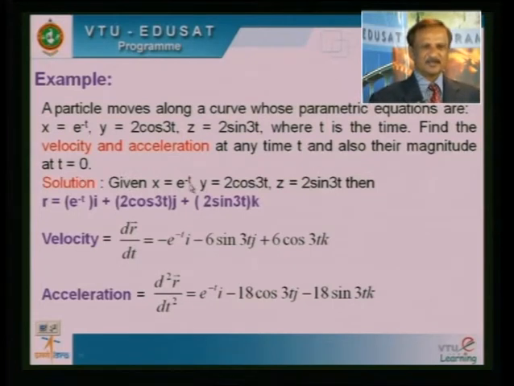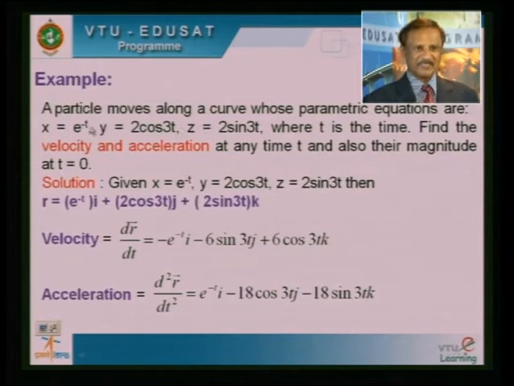It means that here in this example, we want to calculate dr by dt. First, you want to define r. Is it clear? R is a function, clearly a vector function. R is equal to xi plus yj plus zk. They have given the x component, y component, and z component. I hope you will get the vector r is equal to e to the power minus t into i plus 2 cos 3t j plus 2 sin 3t k. I have written it from the hypothesis.